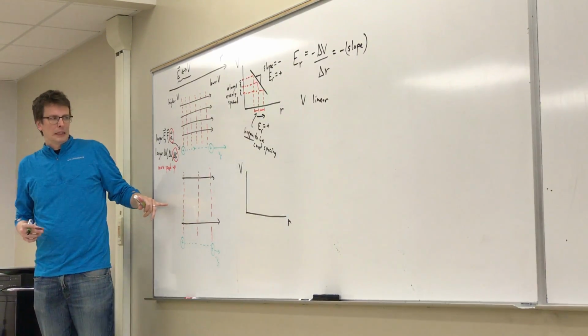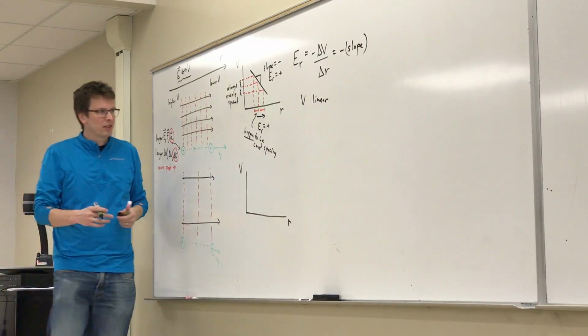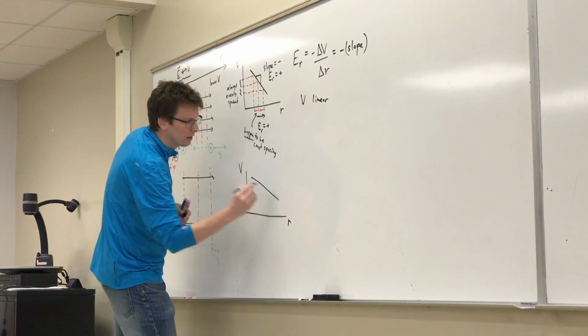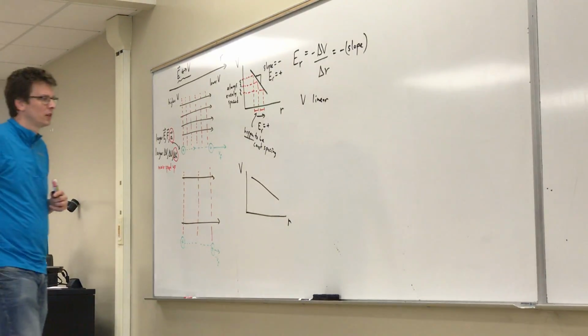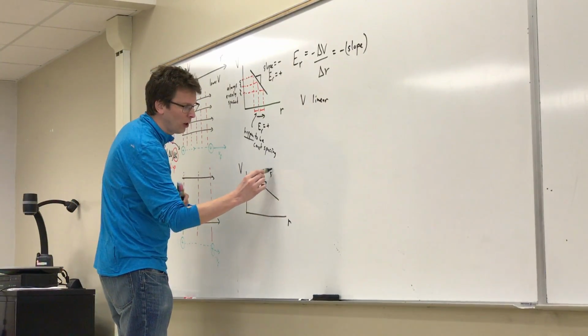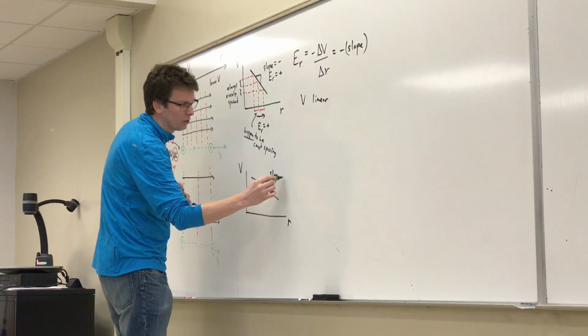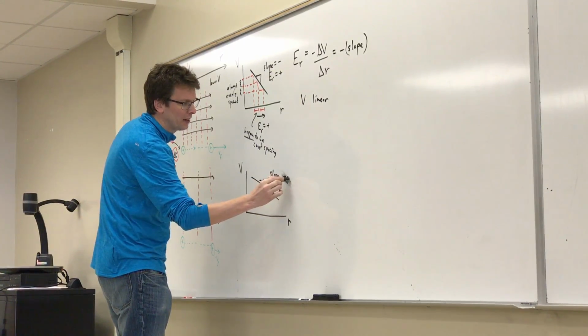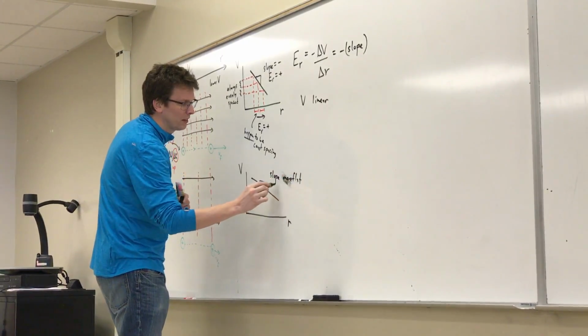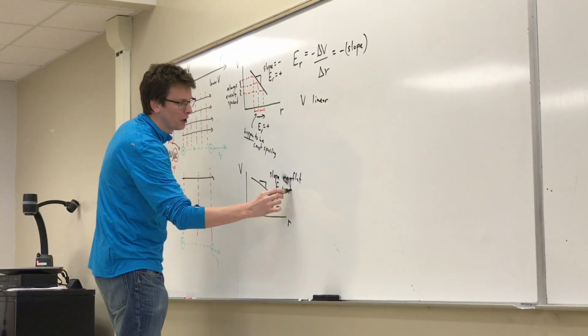Now, what's different about this? Well, nothing, of course, except for the fact that since the electric field is weaker, the slope has to be more flat. So here, the slope is a smaller value. Its slope is more flat, which means that the electric field is weaker, which we already knew.